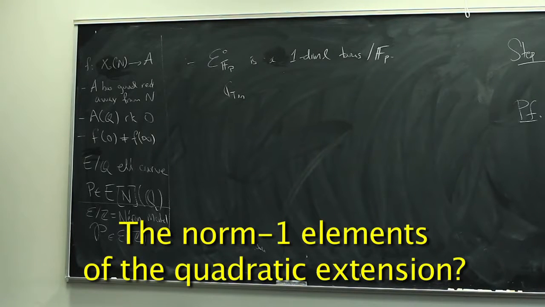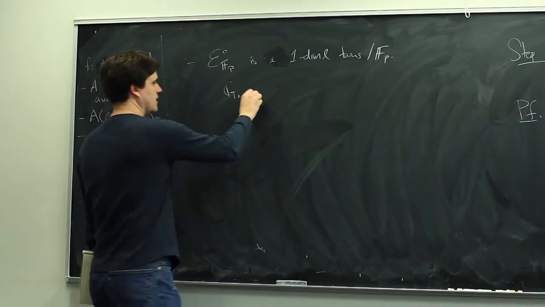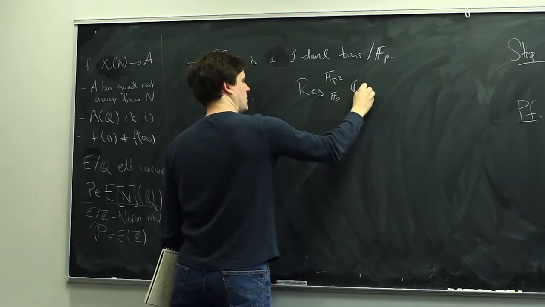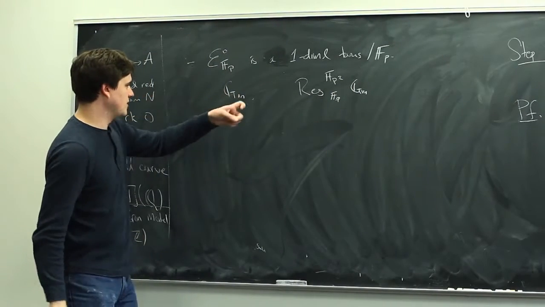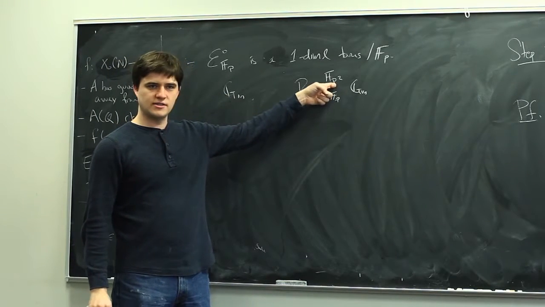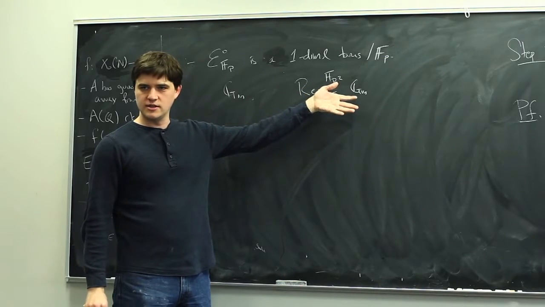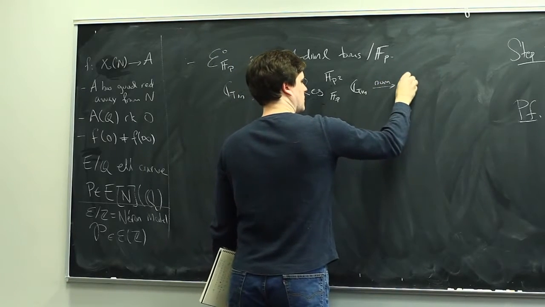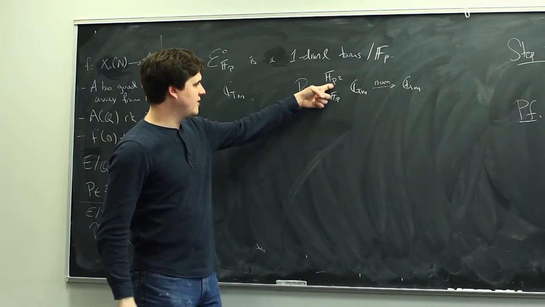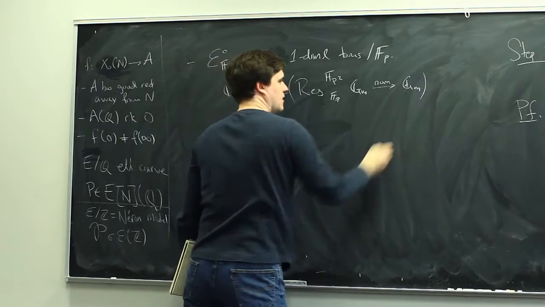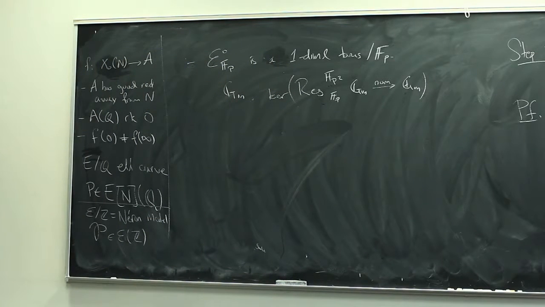That's right. The norm 1 elements of the quadratic extension. So you can take the restriction of scalars from F_{p^2} down to F_p of G_m. The F_p points of this group scheme are F_{p^2} star. So this is like a two-dimensional torus, but it has a norm map. On F_p points, this is the norm map from F_{p^2} star down to F_p star. You can take the kernel of this map. It's a map of algebraic groups, and that's a rank 1 torus. Okay, so these are all the rank 1 tori.